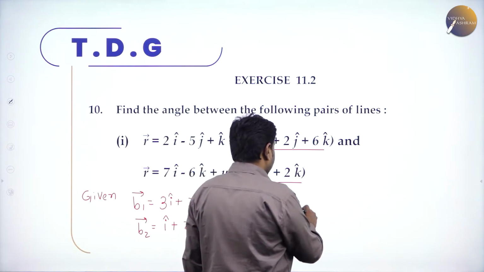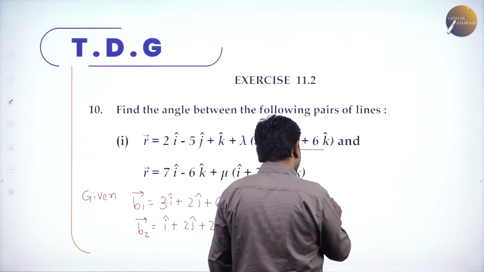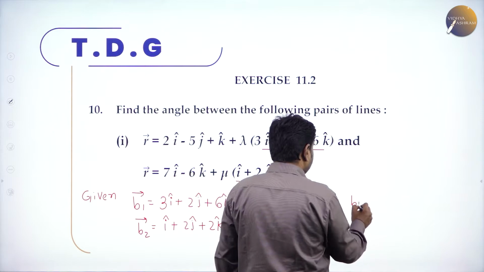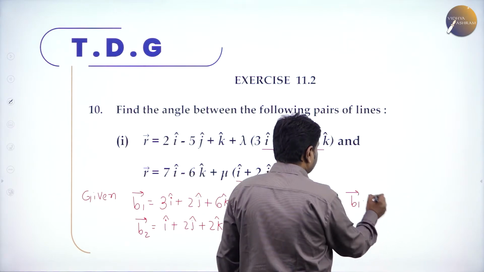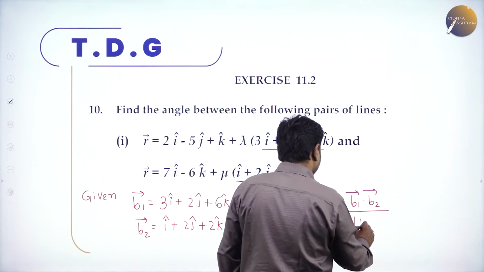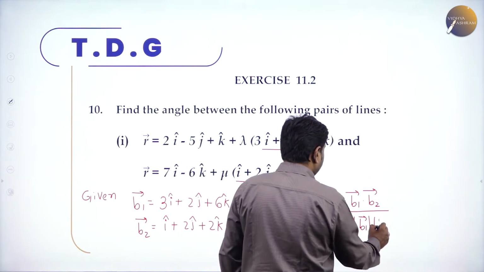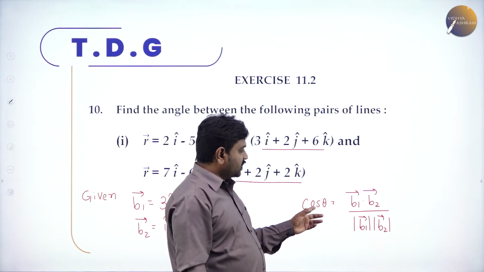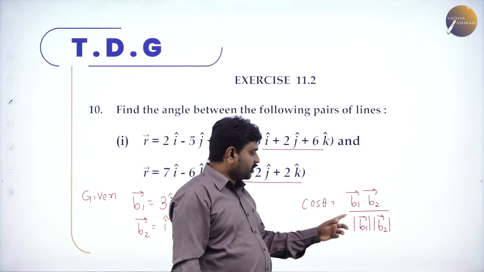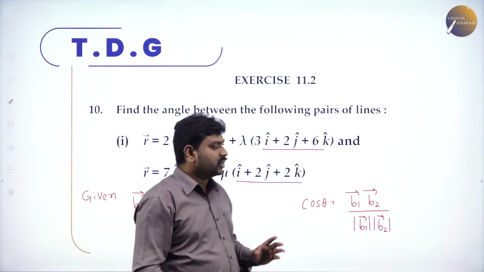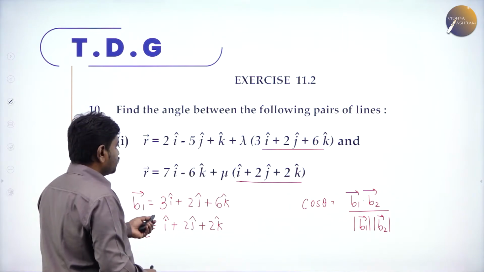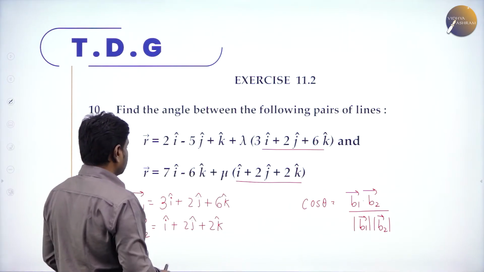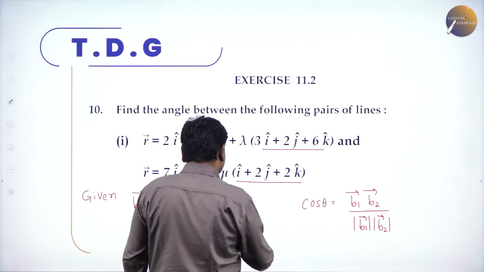What is the formula for the angle between a pair of lines? Cos theta is equal to vector B1 dot vector B2 divided by magnitude B1 magnitude B2. This is the angle between a pair of lines formula. So we'll use the formula. B1 is known, B2 is known. So substitute in the formula.